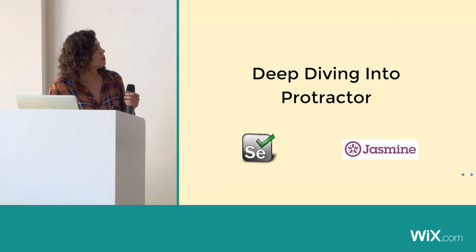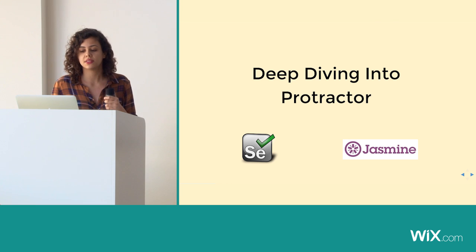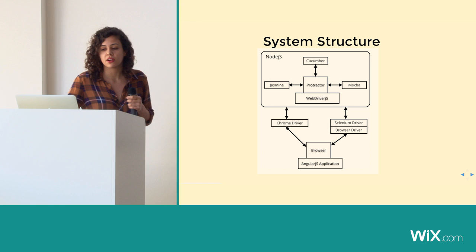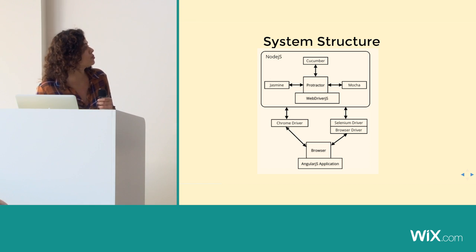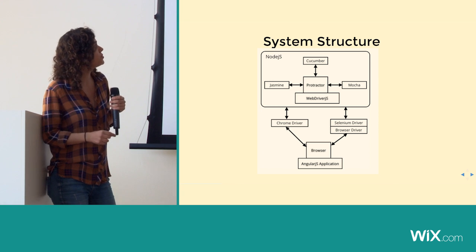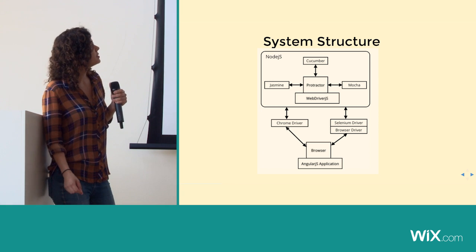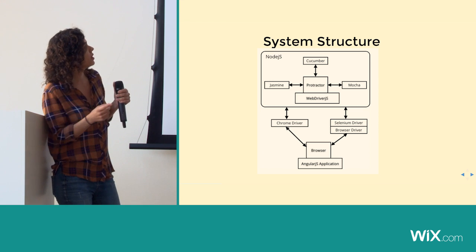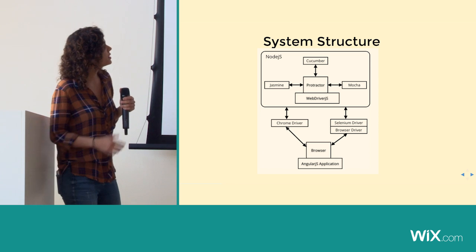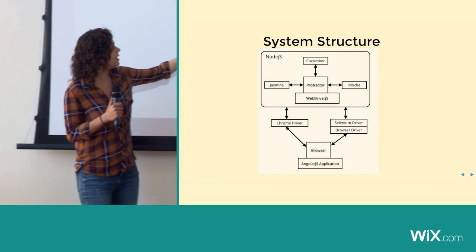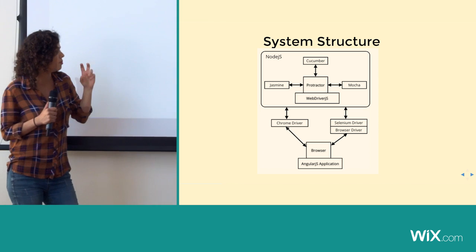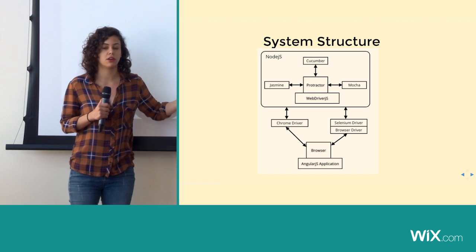So let's see what Protractor uses. Let's see the frameworks it wraps and uses. If we look at our system structure, we can see that Protractor is basically a wrapper on top of WebDriverJS. It runs Jasmine. It can also run Cucumber and Mocha. We're going to focus on Jasmine today. We can see that it interacts with a Selenium driver, which is basically our API to talk with the browser, which is our Angular application.